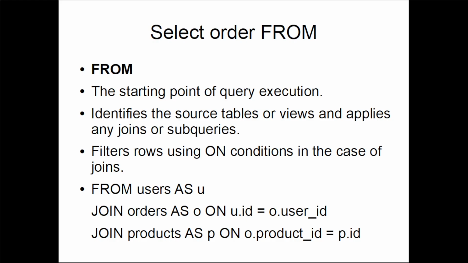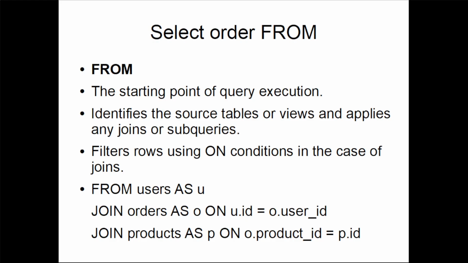Why is from processed first? The database needs to know what data it is dealing with before it can filter, group, or sort it. Without a starting point, the rest of the query, like where or group by, would not know what to act on. Think of it like going to a library. You first choose which bookshelf, table, to look at before searching for specific books, rows, or organizing them, like grouping or sorting. The from clause can include multiple tables using join operations.